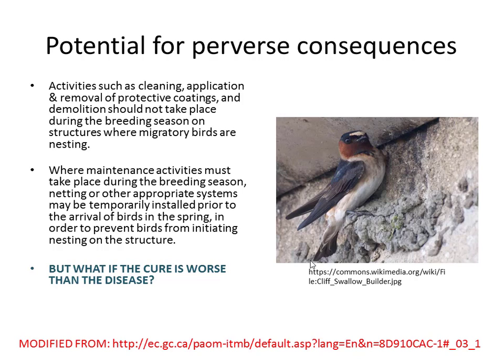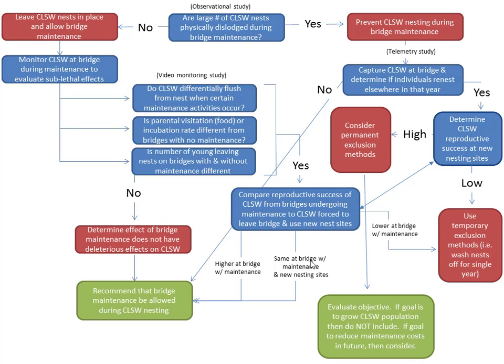I don't think we have any evidence that that's true. If we do, I'd like to see it. But I'm worried that the cure is worse than the disease. So this is not a study I've done, but it's a proposed flowchart for making decisions about what we should do in that context. So I think we need studies. This is adaptive management 101.